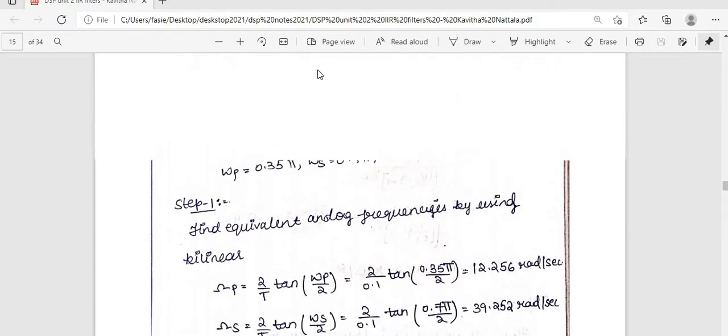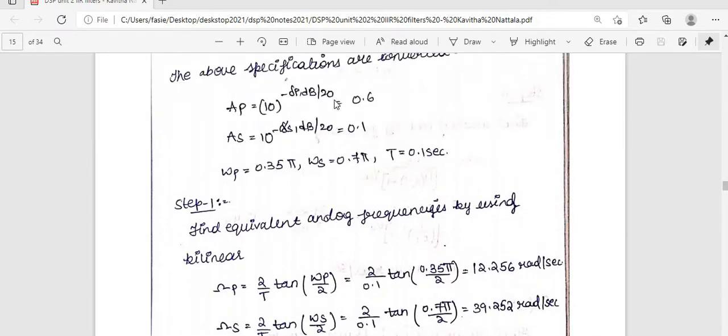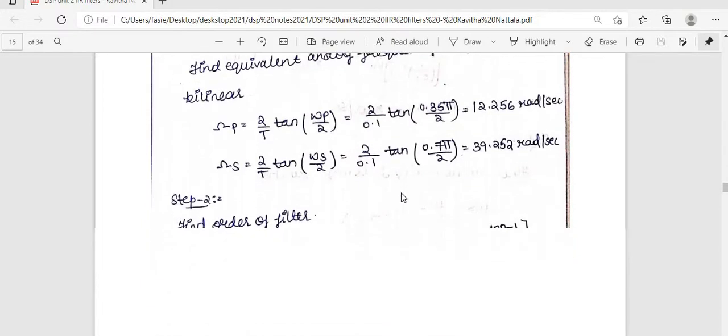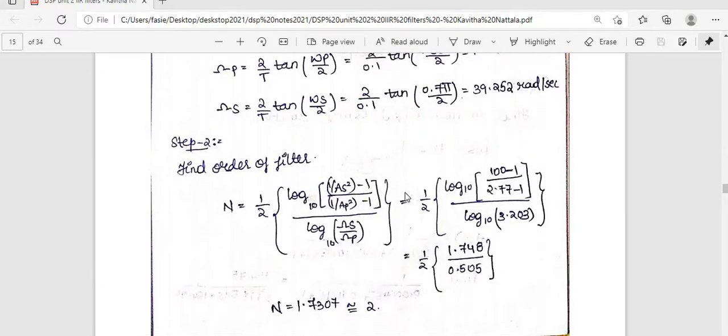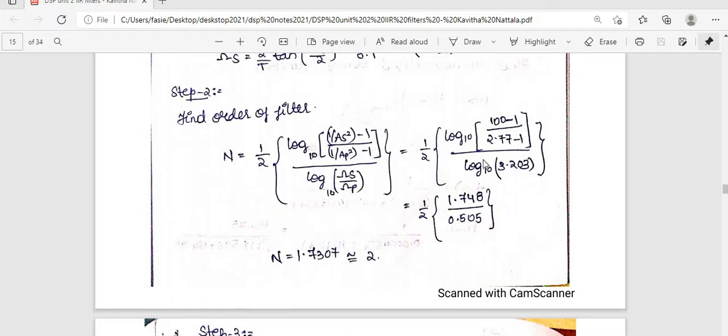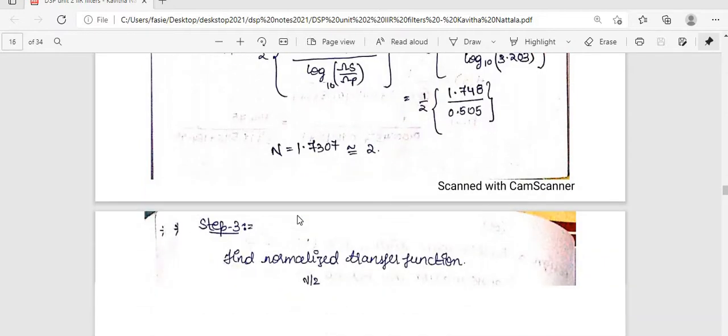Similarly, for the second one, 0.6, 1 by 0.6 square is 1 by 0.6 into 0.6, so that will be 1 by 0.36. Taking that in terms of the numerator, we got 2.77. Clear? If you divide omega s by omega p, we got 3.203. If you take the log of these, we get n as this.